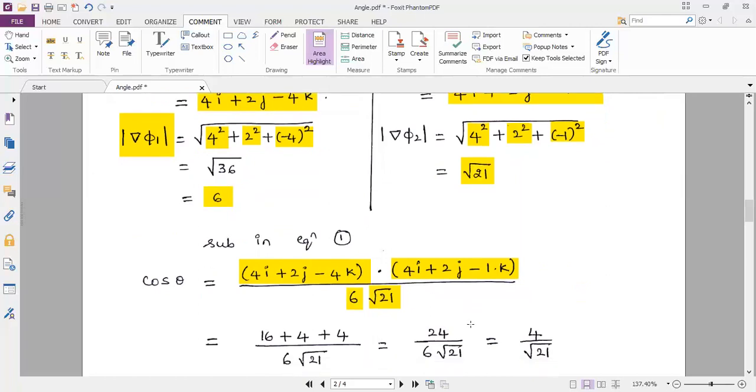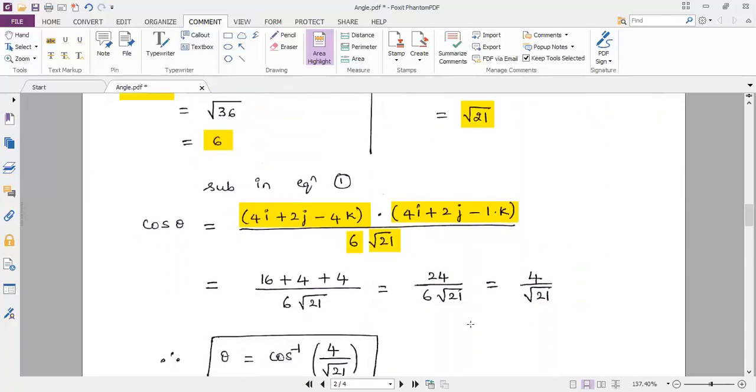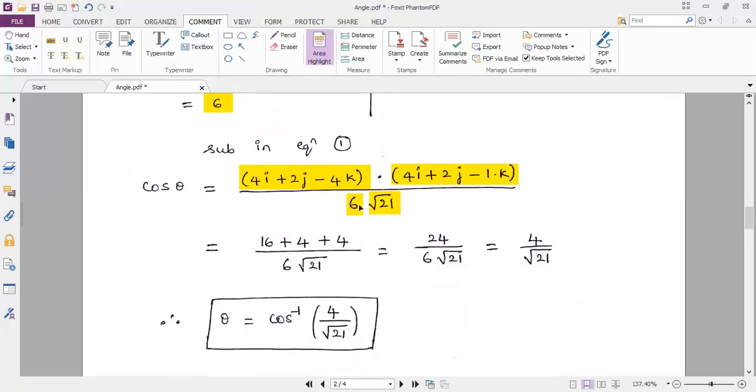Simplifying, numerator is a dot product. Recall, i dot i is 1, j dot j is 1, k dot k is 1. Rest all dot products are 0. Keeping that in mind, 4 into 4 is 16, 2 into 2 is plus 4, minus 4 into minus 1 is plus 4. Summing up, numerator is 24 divided by 6 root 21.